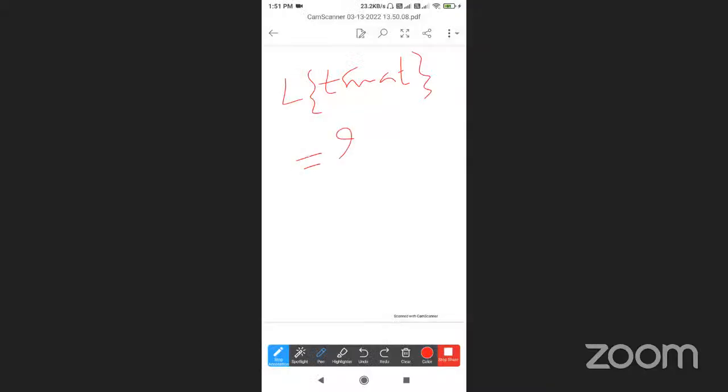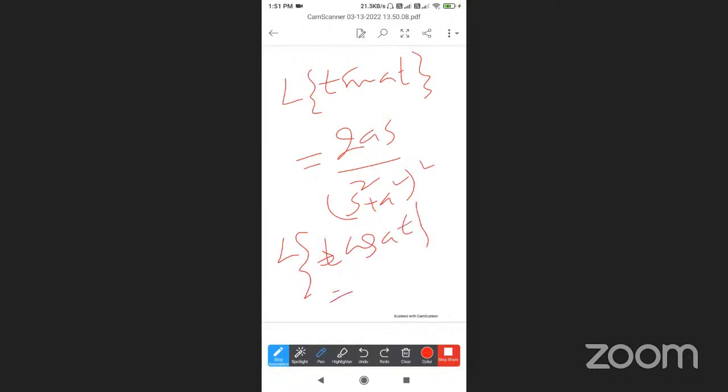What is finding? 2as by s square plus a square is a whole square. Now again, Laplace transform of only finding s square t cos at. T cos at we can find also. So s square minus a square by s square plus a square is a whole square. This is a 2 t sin at t cos at.